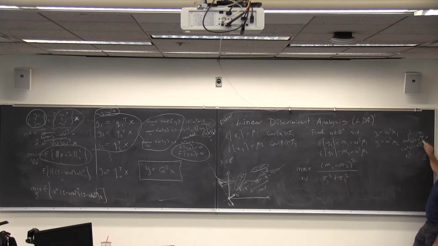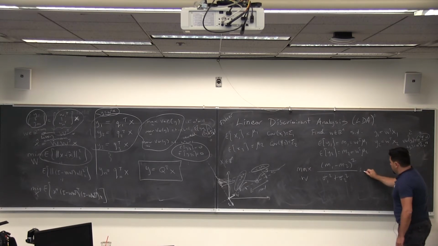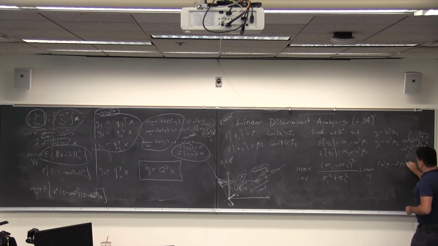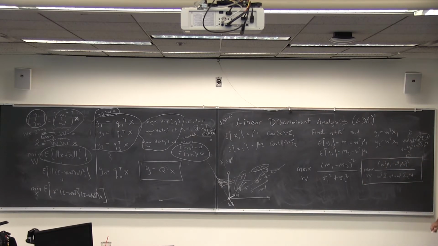So let's plug in these expressions for m's and sigmas. This is W transpose mu1 minus W transpose mu2, squared, over W transpose capital sigma 1 plus capital sigma 2 W. So this is Fisher's problem: to find a linear projection that separates two distributions with means mu1 and mu2, and covariances sigma 1 and sigma 2.